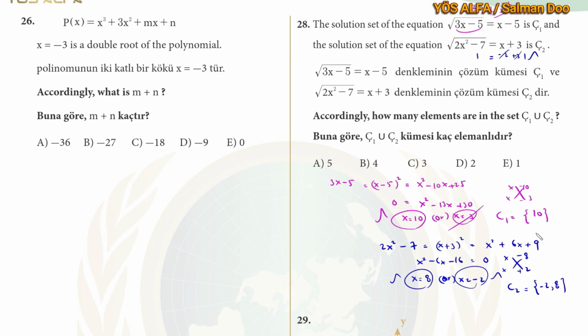And we're asked to find the union of the two solution sets. So C1 union C2 is minus 2, 8, and 10. And we're asked to find the elements of the union of the two sets. So the answer is 3.